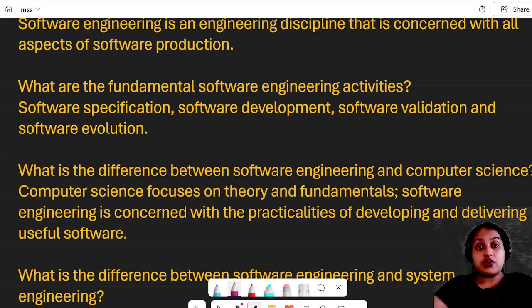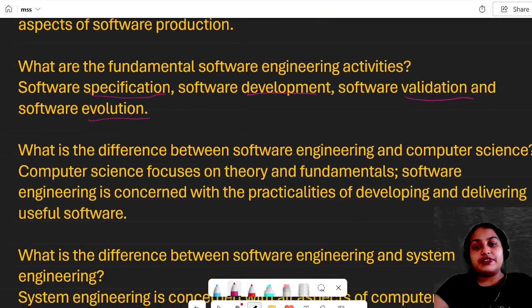We have four software engineering activities which we'll be studying in depth. For now we'll just go through the names: software specification, software development, software validation, and software evolution. We specify it, we develop it, then we test and validate it, and then we evolve it. So these are the four fundamental software engineering activities. We have to learn more about them in detail, of course.